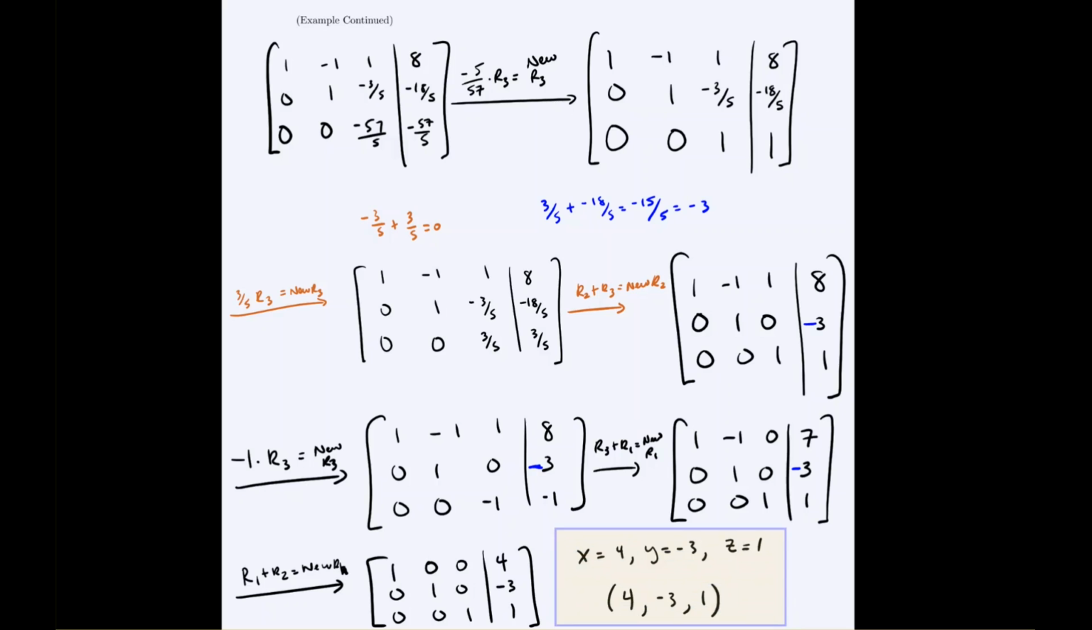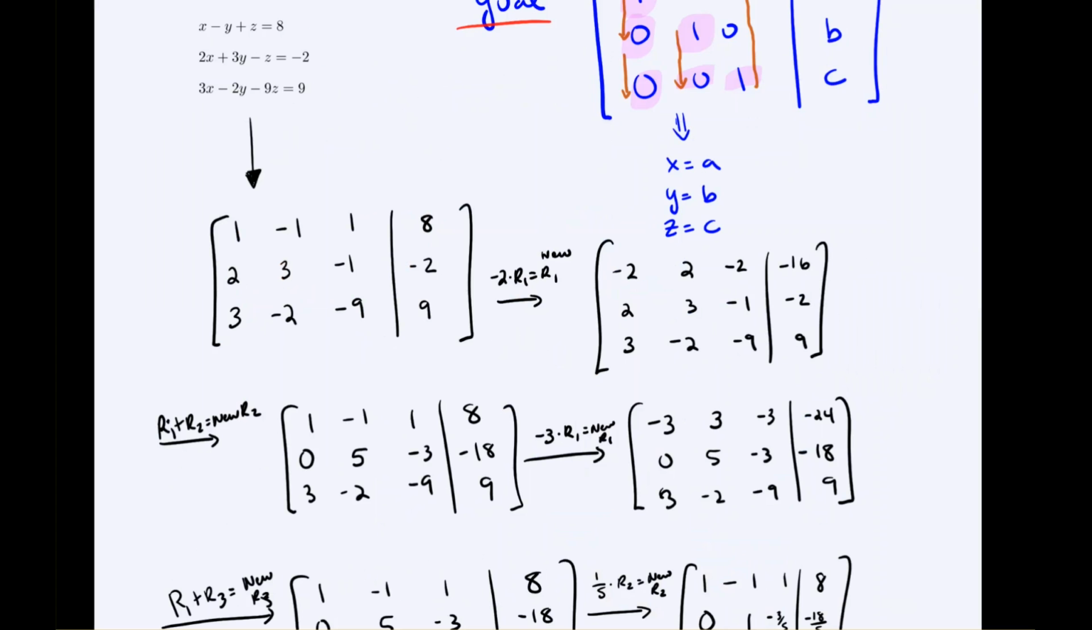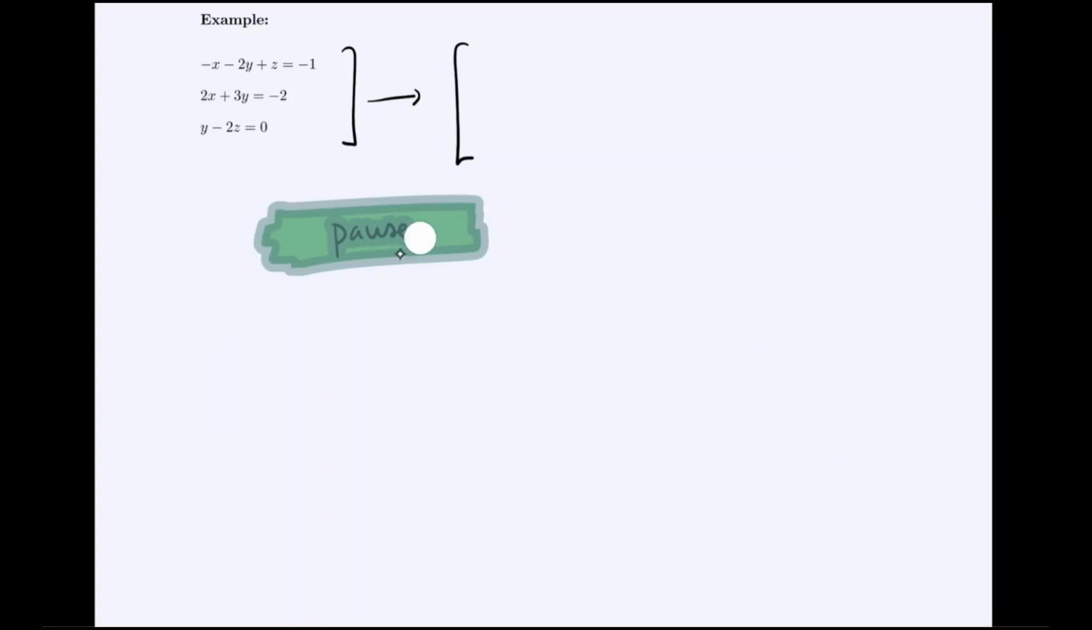So going back to how this problem started, we found that for this system of equations, x was 4, y was negative 3, and z was positive 1. Why don't you take a moment to write this as a matrix? Pause the video and then unpause to check your work. So we'll translate this to a matrix.